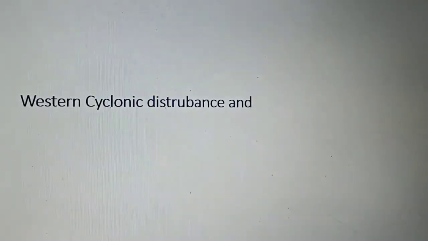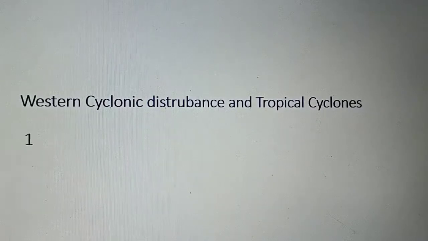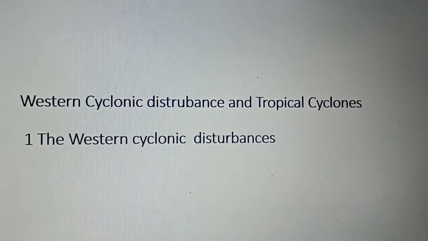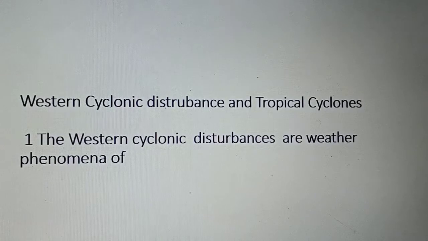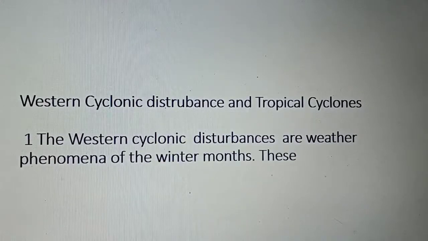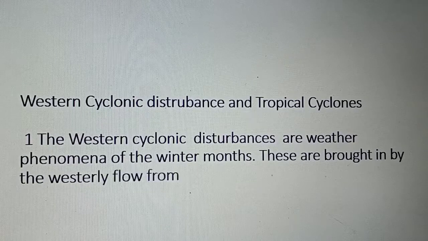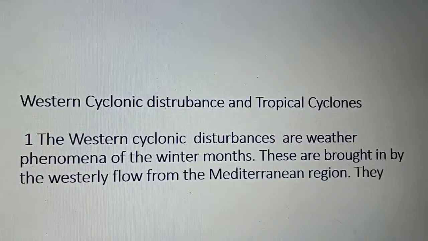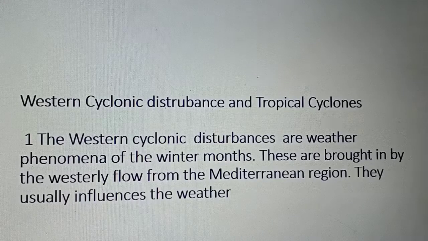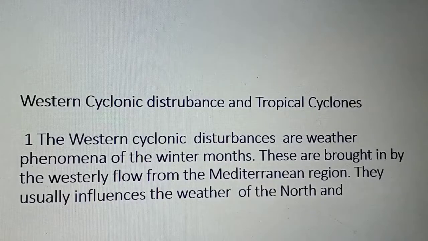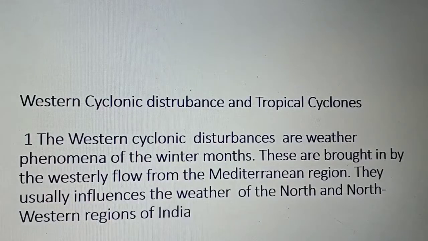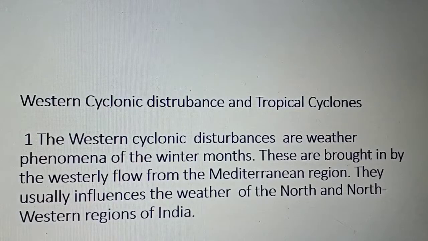Next, western cyclonic disturbance and the tropical cyclone. The western cyclone means they flow from west to east, and western cyclonic disturbances are weather phenomena of the winter months. They disturb the winter weather system, and these are brought in by the westerly flow from the Mediterranean region. Mediterranean means Bhumadhya Sagar, and they originate from the Mediterranean region.